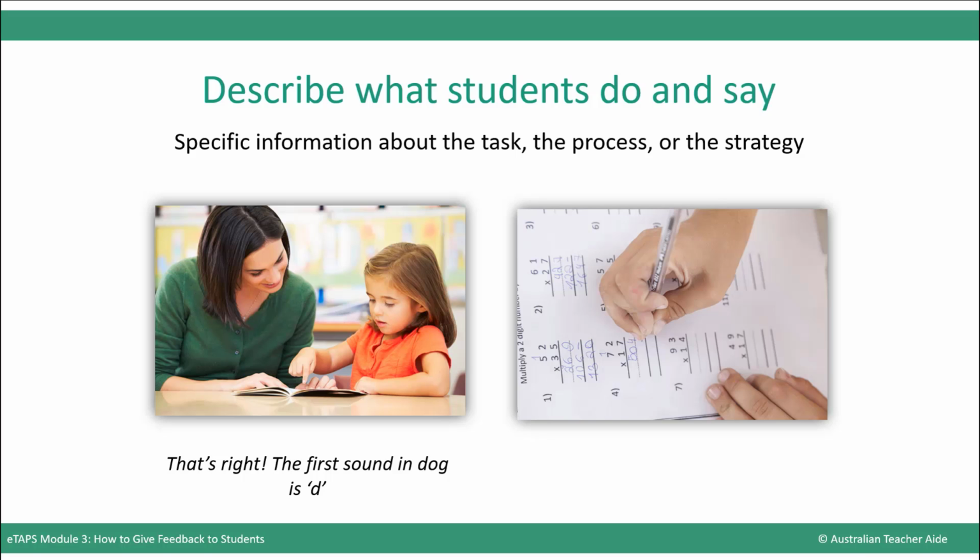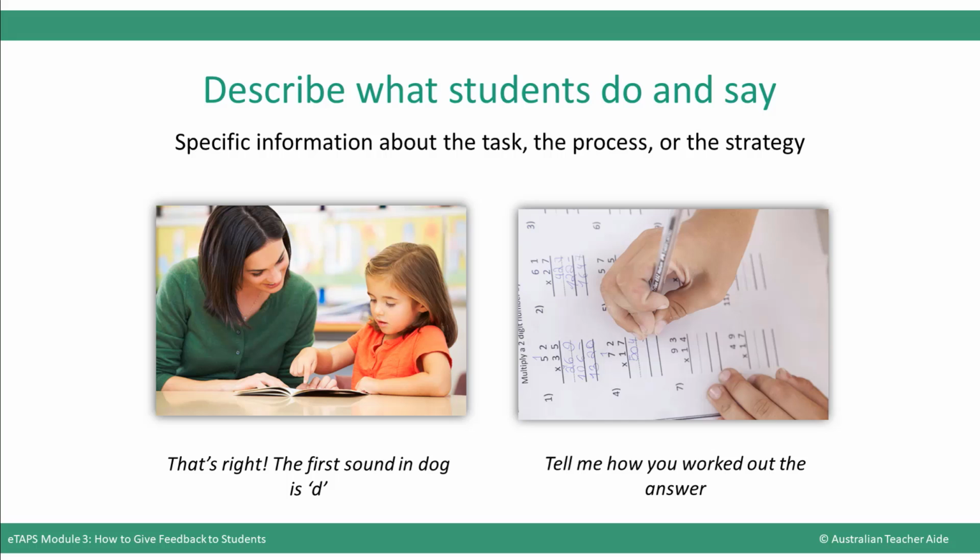Sometimes you will need more information about what the student is doing before you can give them feedback. For example, you notice that a student has made an error in their multiplication and need to understand where they went wrong. So you say something like, "Tell me how you worked out the answer to 52 times 35," and you listen to their response.